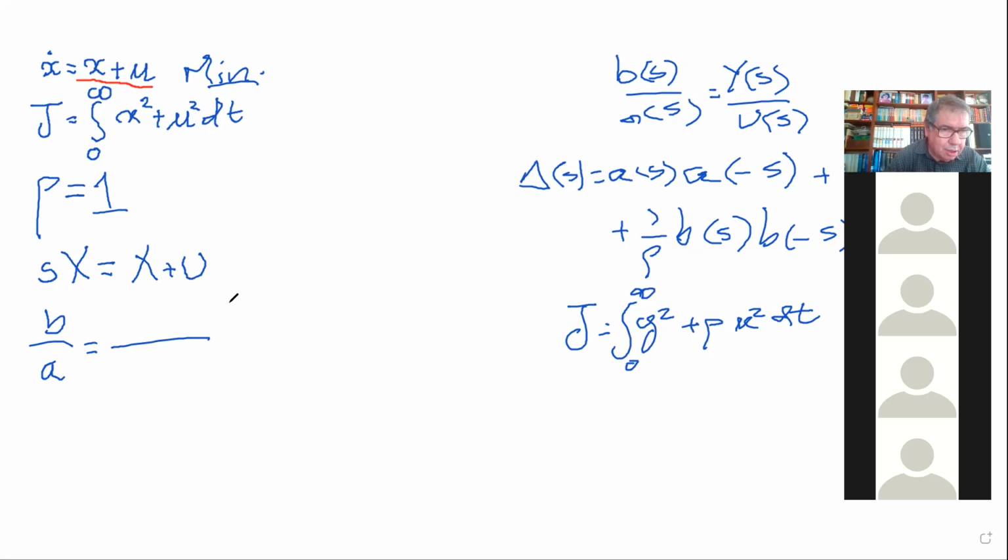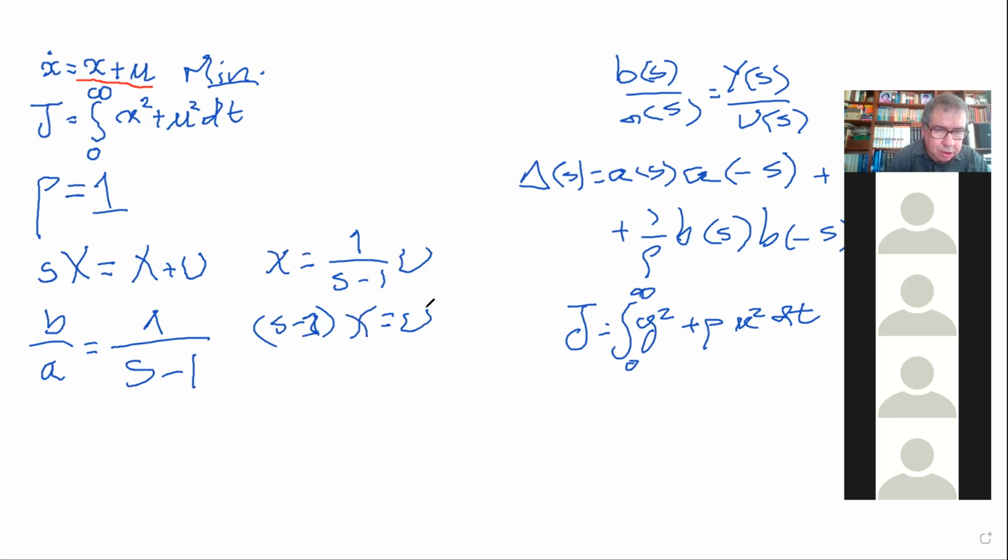So this is the same as... what? 1 over S, I think. 1 over S. Oh, I don't think so. Solve this with respect to x. X is what? S minus 1. So this is s minus 1, because this is s minus 1 times x, equals u. Okay? So this is pure algebra.